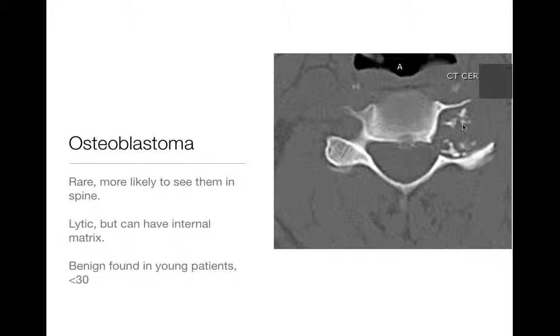Much more typical is one you're going to see occurring in the spine, like this one here. As an expansile lytic lesion, you can see there's this matrix inside here. And this was an osteoblastoma. Spine is a more common location for you to see them.